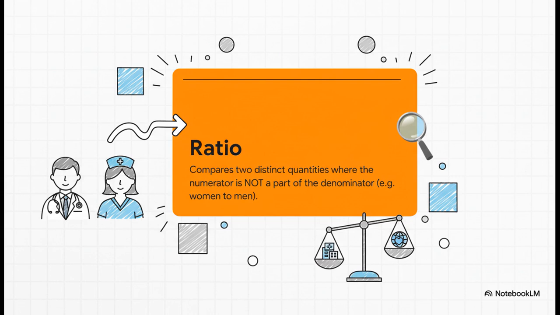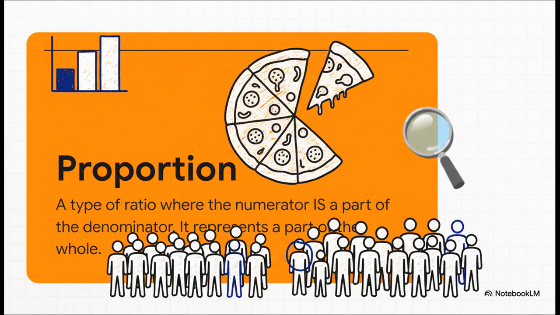A ratio lets us compare 2 totally separate groups. So for example, if you compare the number of doctors to the number of nurses in a hospital, that's a ratio. One group isn't part of the other. They're just 2 distinct things we're putting side by side to see how they stack up. And that brings us to proportion.